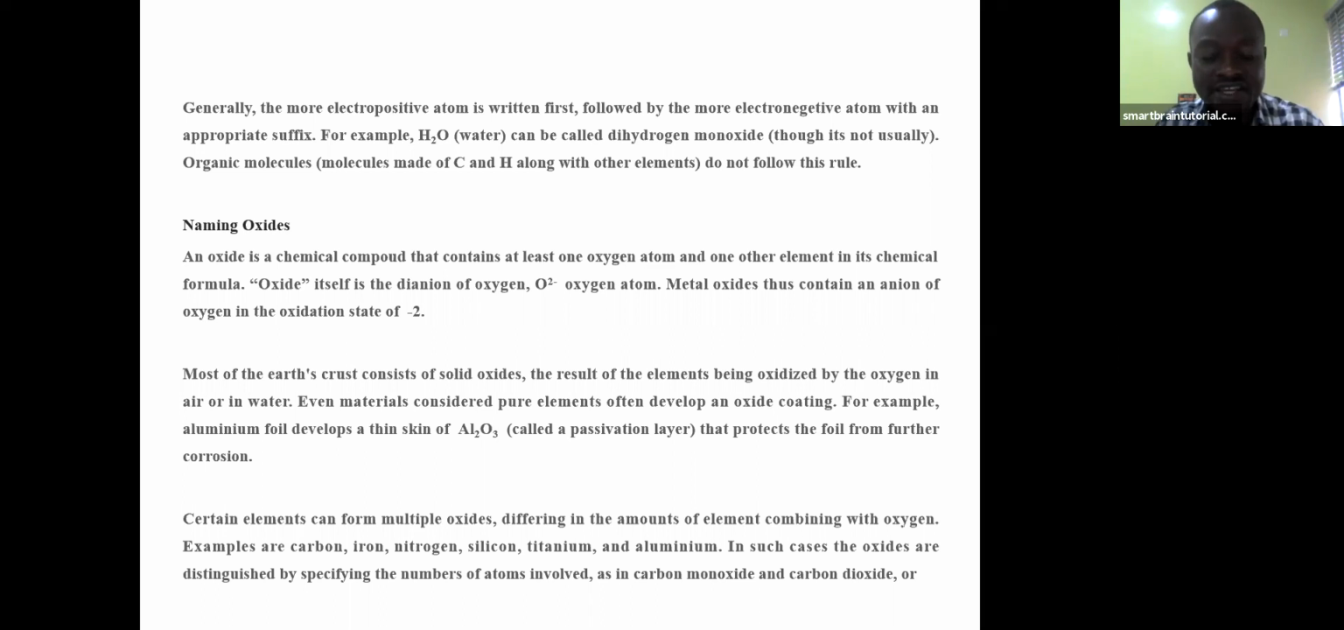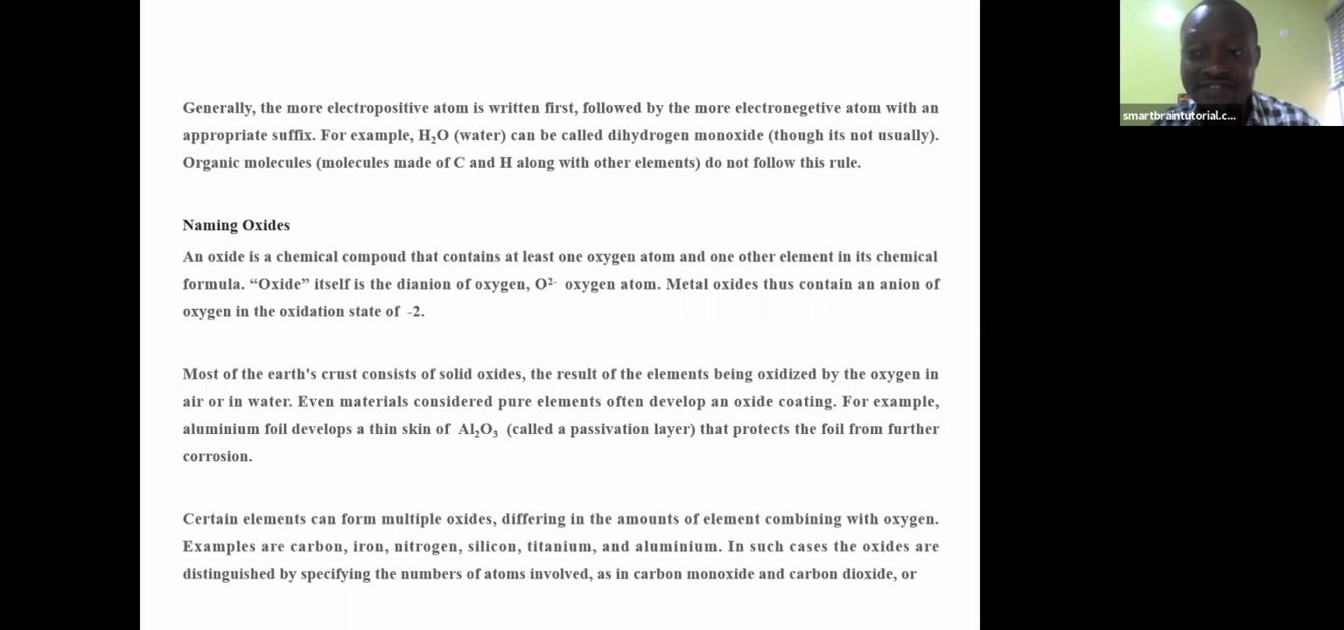Then we have iron. Iron can also form lower and higher oxides. We have nitrogen, which can form up to about 3 oxides. Nitrogen monoxide, nitrogen dioxide, and we have nitrogen 1 oxide, which is dinitrogen oxide.